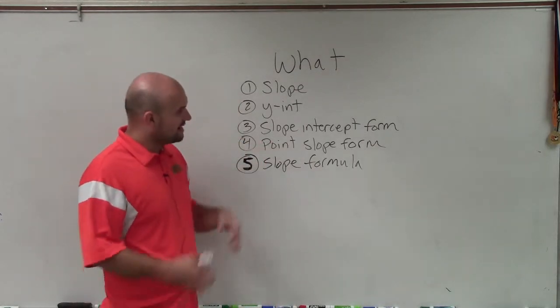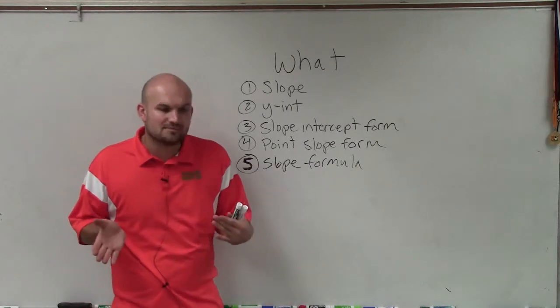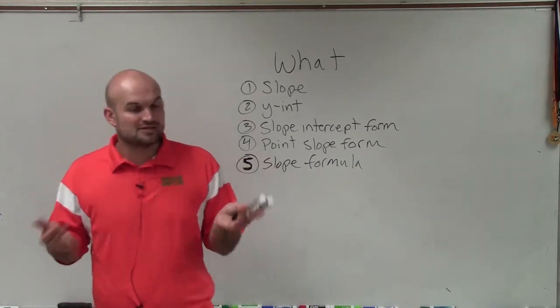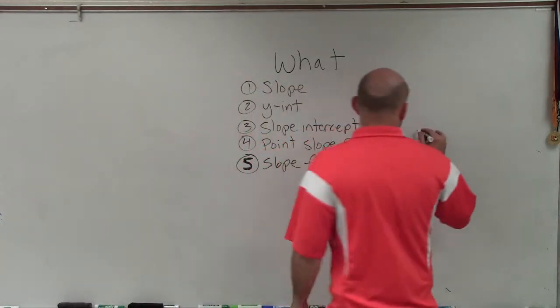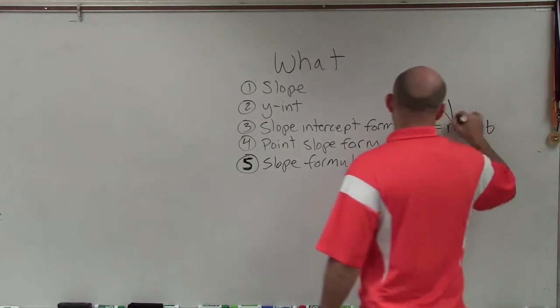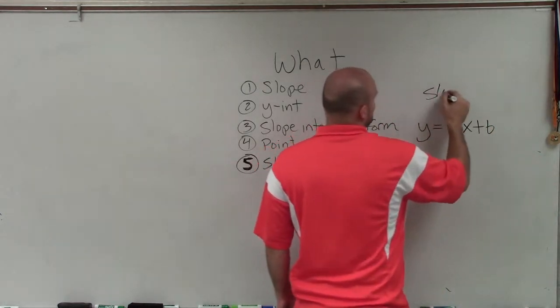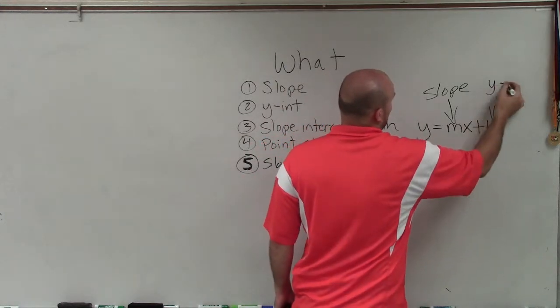It's very helpful to know what exactly slope-intercept form is, because there are going to be some problems in this course where you're going to have an equation and you're just going to have to rewrite it into slope-intercept form. So slope-intercept form is described as y equals mx plus b, where the coefficient of your variable x is what we represent as our slope, and b is our y-intercept.